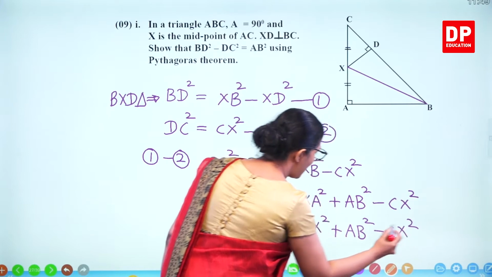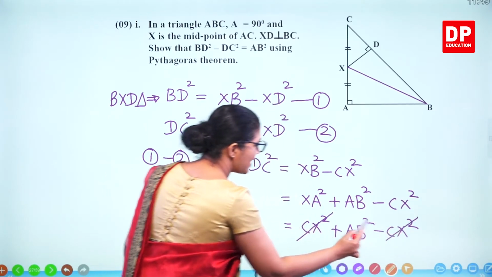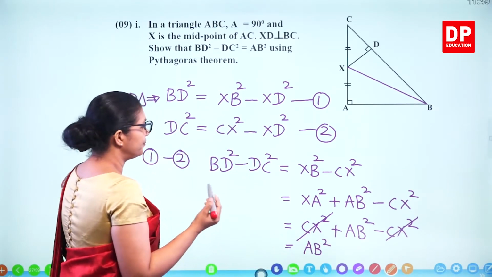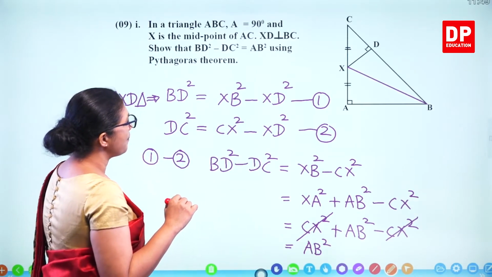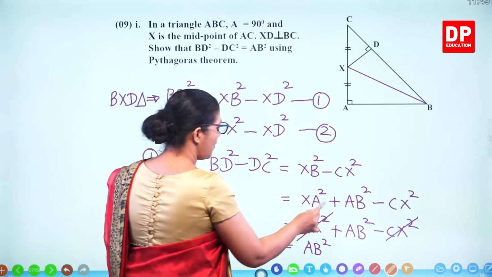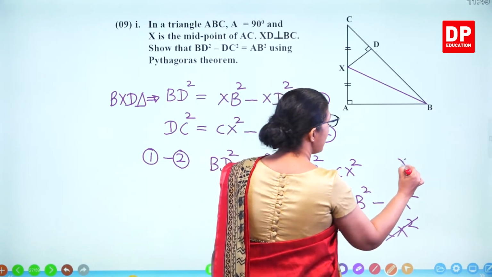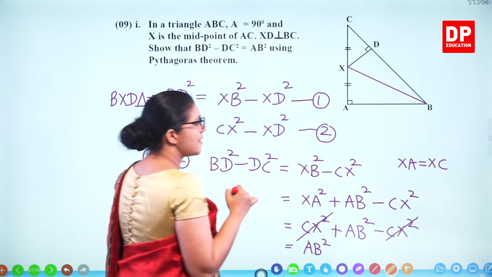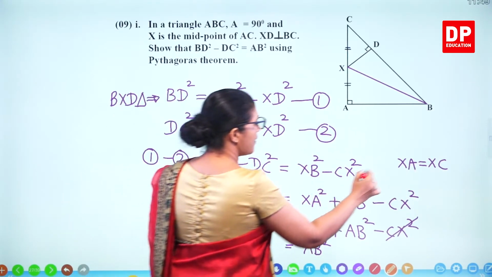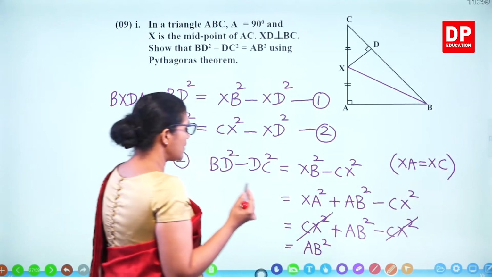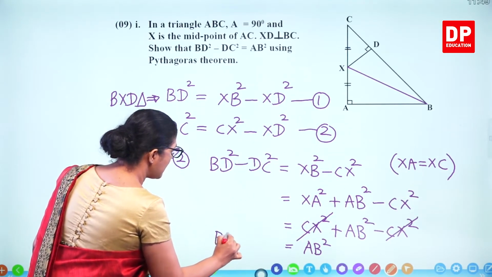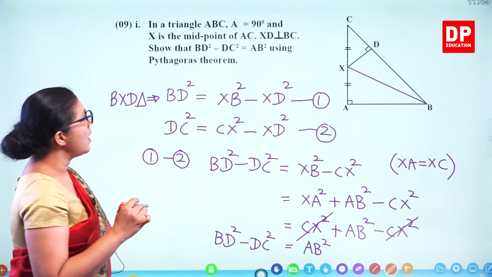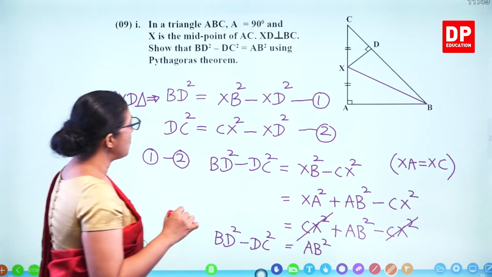Now, what can you see? These two terms get cancelled out and you are getting AB squared. So, answer is the same. So, here we can write XA is equal to XC. That's given. Because of that, you can write here. So, we are getting the answer. BD squared minus DC squared is equal to AB squared. We'll give marks for this step.